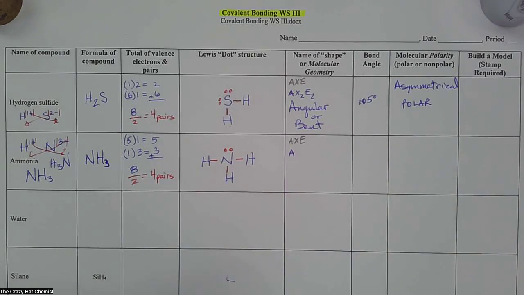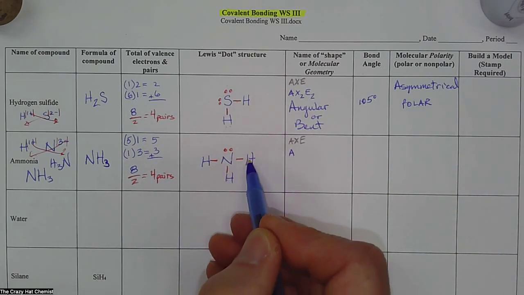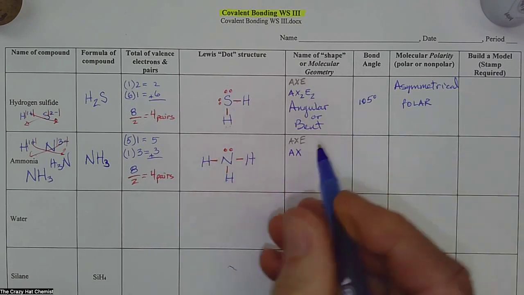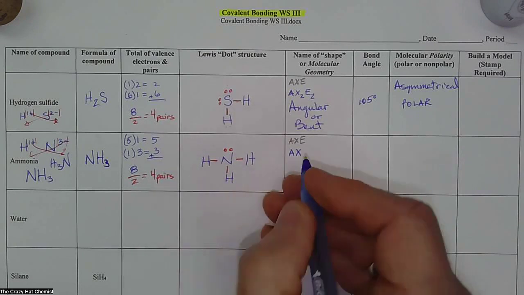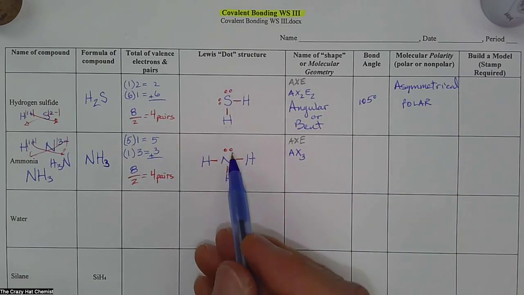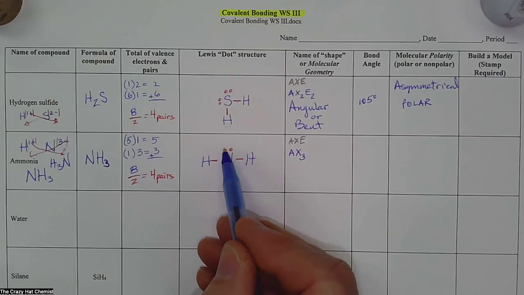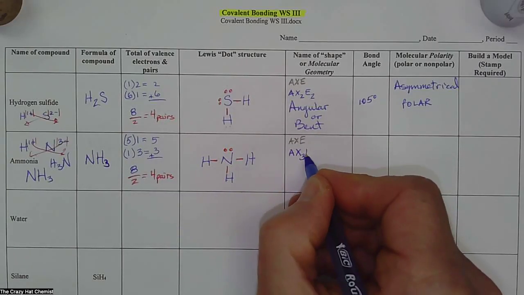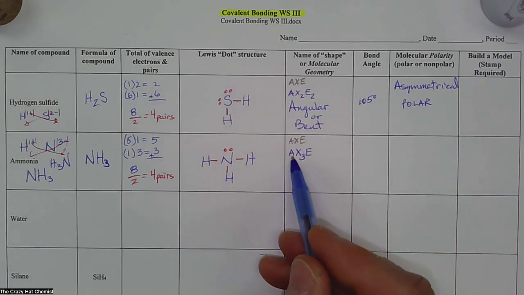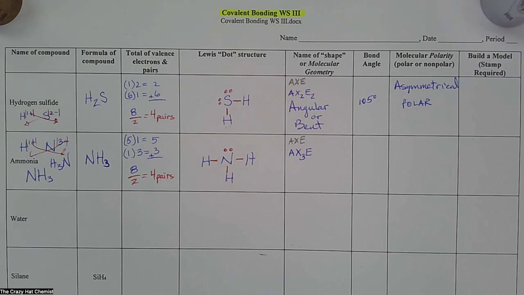How many X's are there? Those are the elements that are surrounding the N. And so there are X's, how many? 1, 2, and 3. So there are 3 X's. Are there any E's? The E's are the lone pairs on the central element, and there is one E, so that's an E. Now I need to come up with a name that corresponds to AX3E.